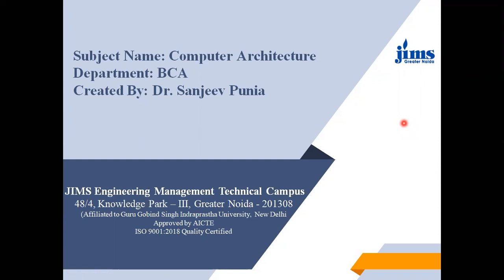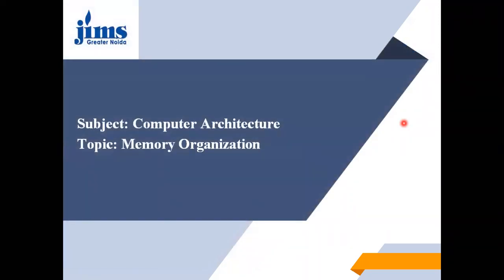Sanjeev Punia. In computer architecture, we have discussed the first unit till now. The main components of the first unit are register transfer and micro operations, and basic computer organization and its design. Now we will start the fourth unit, because this unit is completely independent, whereas the second unit is directly concerned with unit 1.